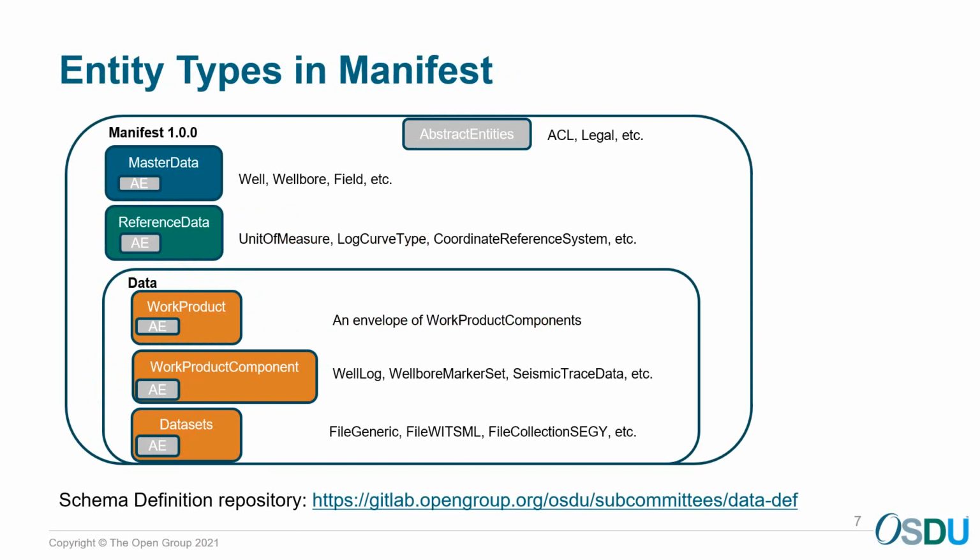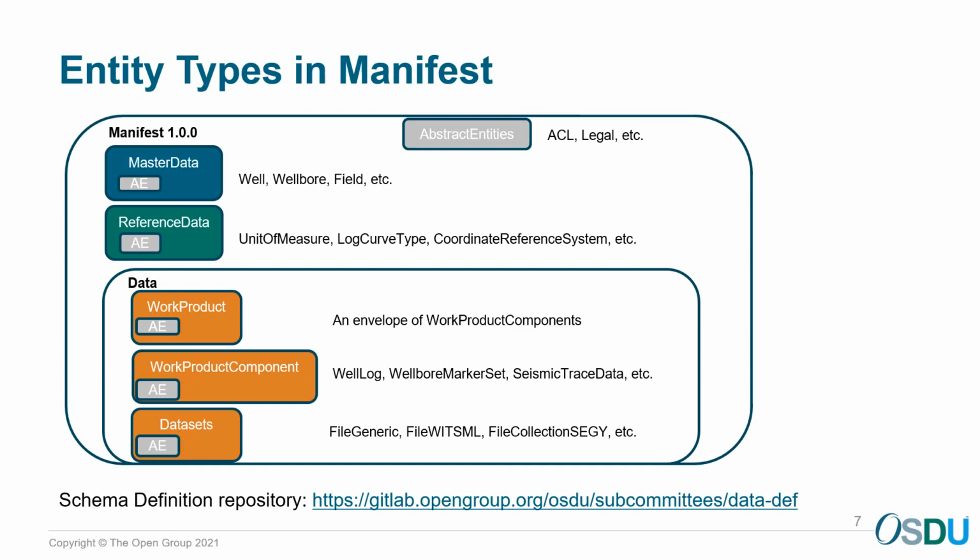Schemas allow to define the OSDU data model. Every entity in the model is described by its schema. This diagram shows a simplified view of some entities you may find in a manifest. The OSDU data model is governed by the data definition team. The types and their relationships are described in the data definition repository. The OSDU data model is described as a hierarchy of entities. For instance, a manifest could contain master data, reference data, and data, which in turn contain work product components and datasets.